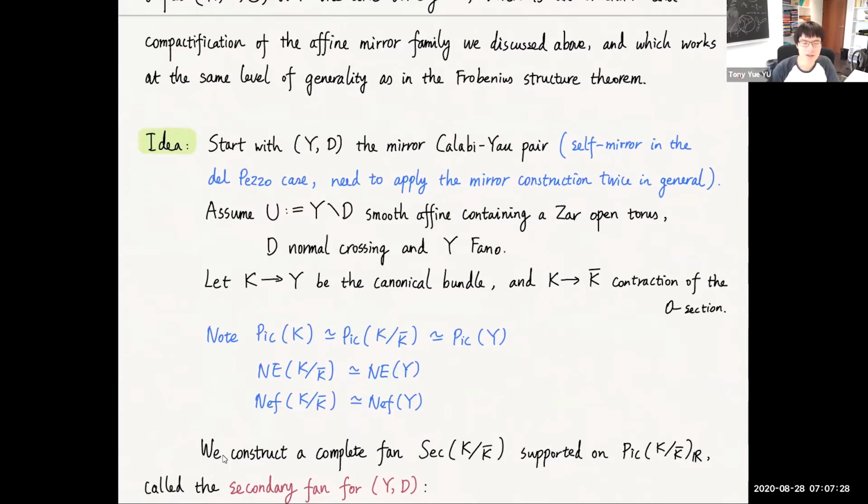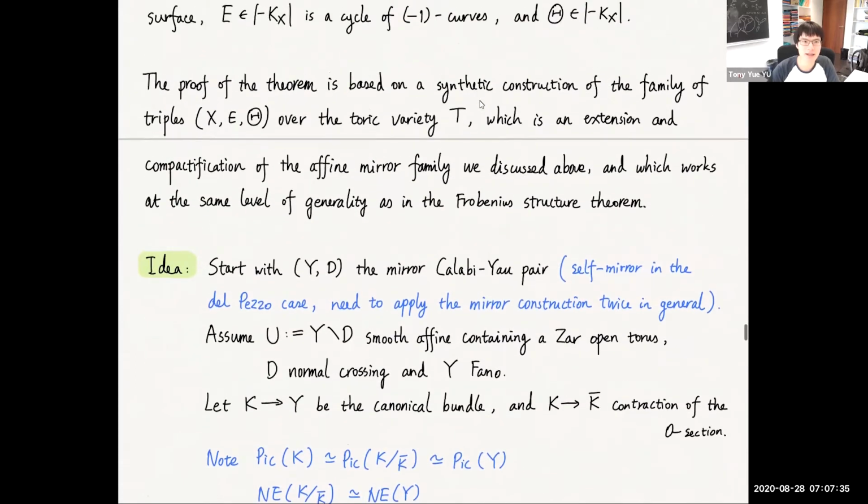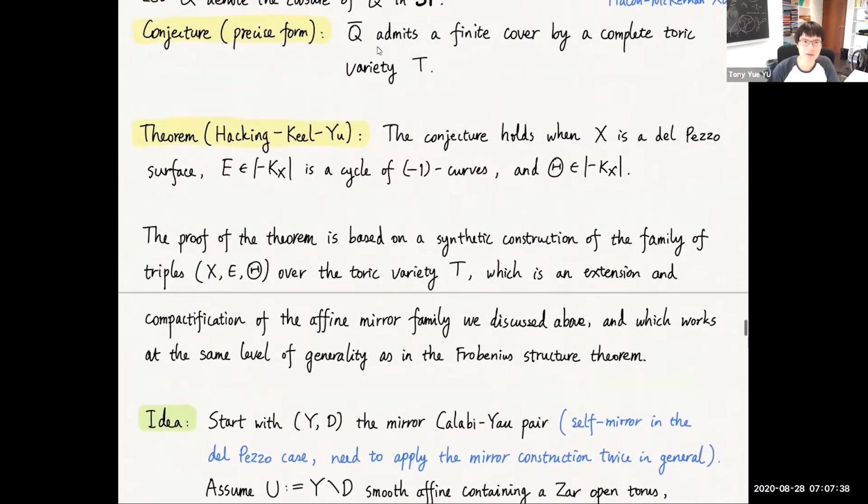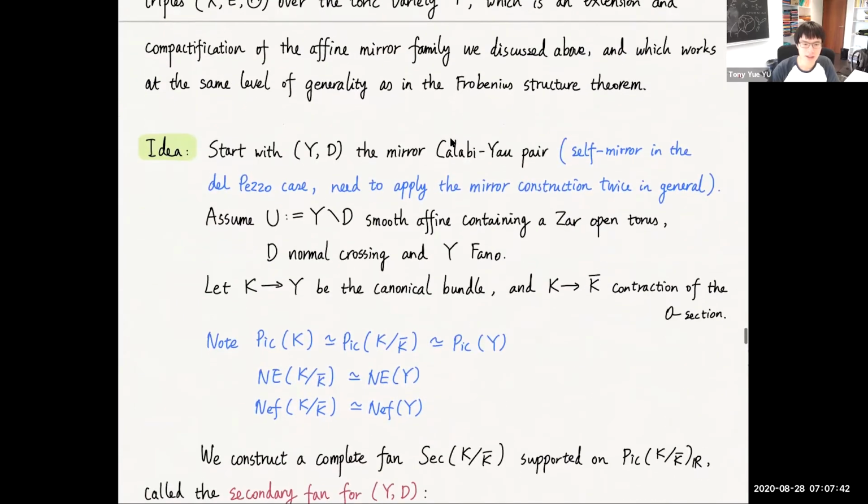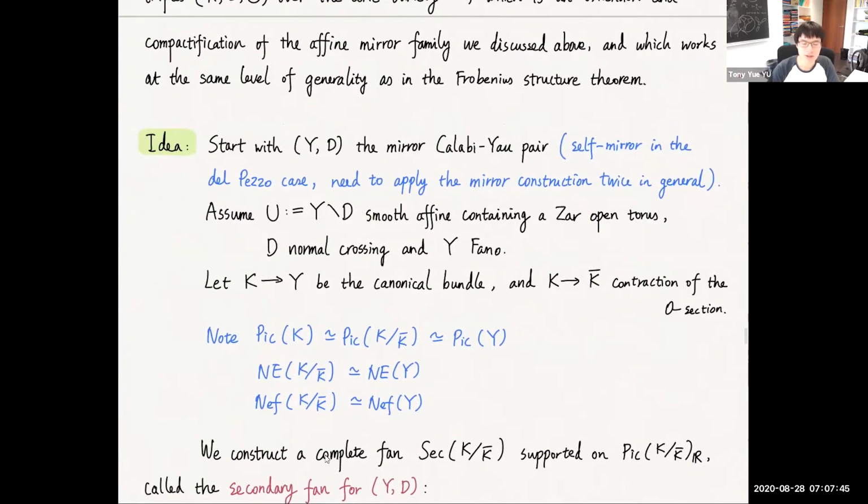So first question, what will be the toric variety? Our conjecture says that Q bar admits a cover by a toric variety. What is this toric variety? The idea is that we construct a complete fan, denoted Sec(K over K bar), supported on this Picard vector space, called the secondary fan for the pair (Y, D).